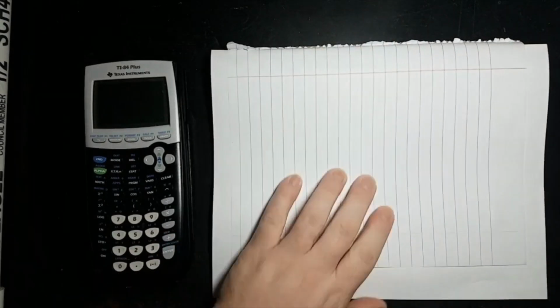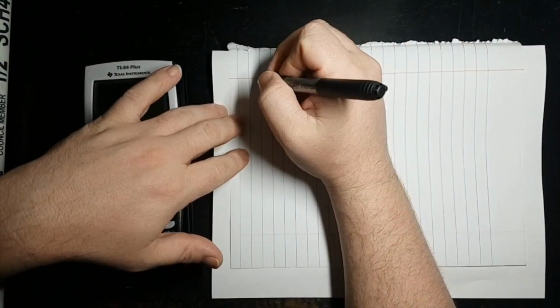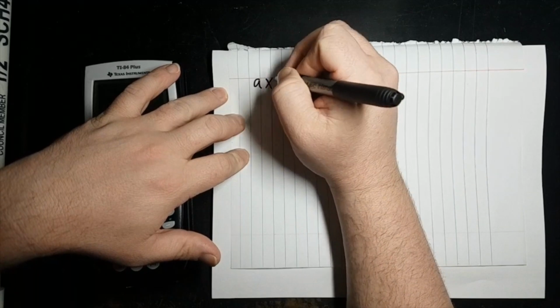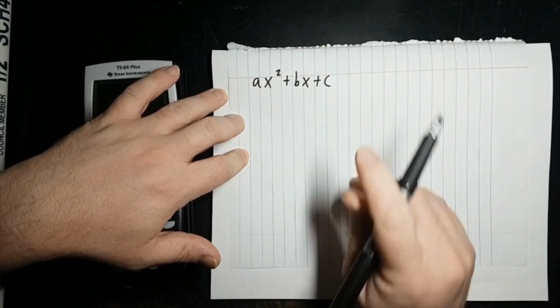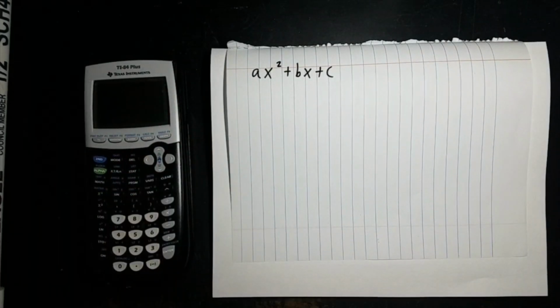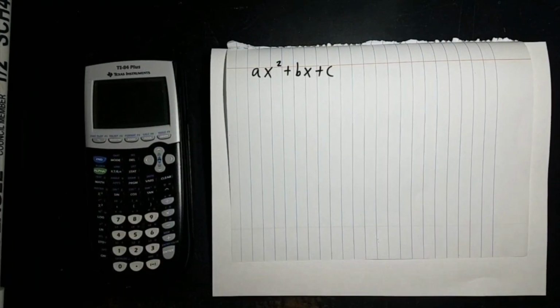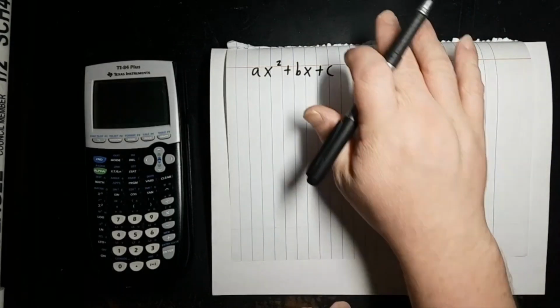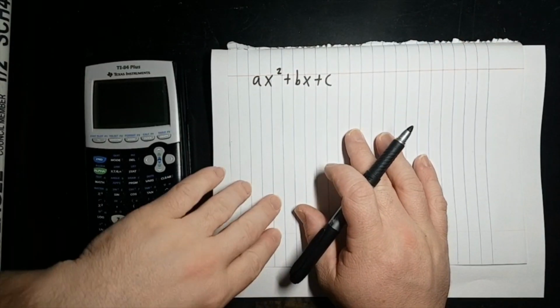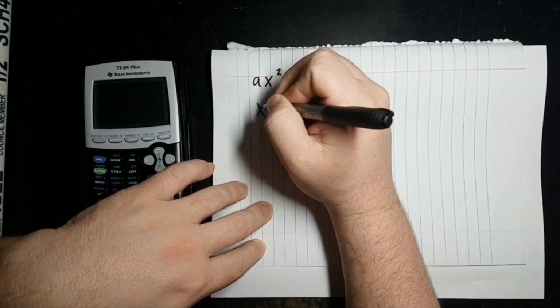Let's start with something very basic, very simple. Let's just deal with a quadratic. Now, remember, when you are dealing with quadratics, you are dealing with an equation in the form ax squared plus bx plus c. Three terms. Sometimes you might have two, sometimes you might have one, but that's a whole other situation. Typically you have three. Let's start with this basic example.